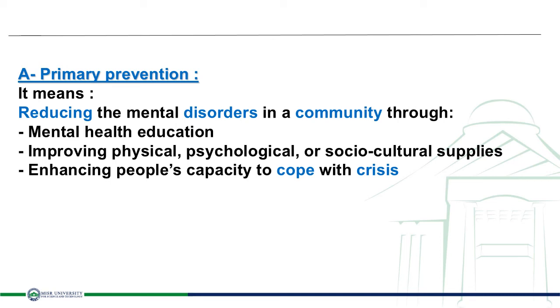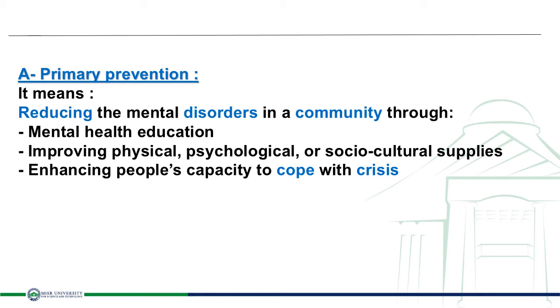What is the definition of primary prevention? It means reducing mental disorders in a community through some ways, such as number one, mental health education. Number two, improving physical, psychological, social and cultural supplies. Number three, enhancing people's capacity to cope with crisis.